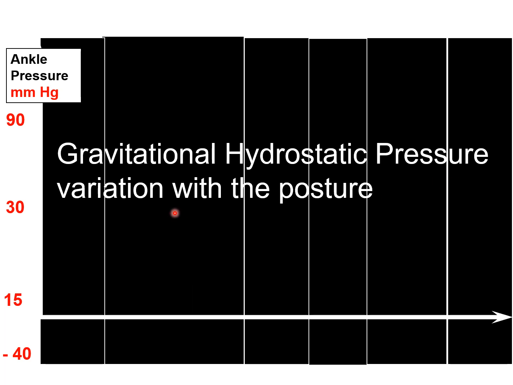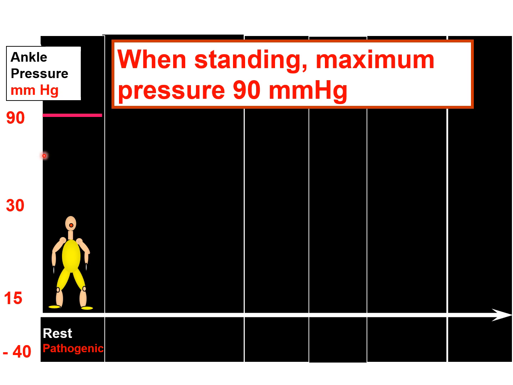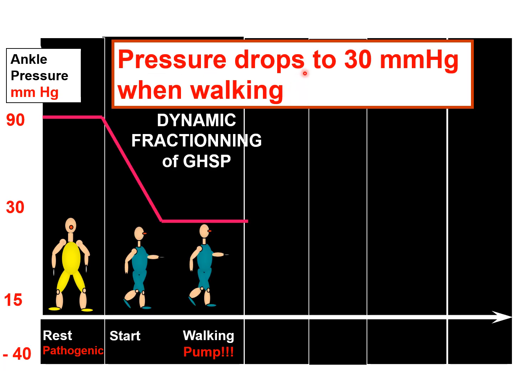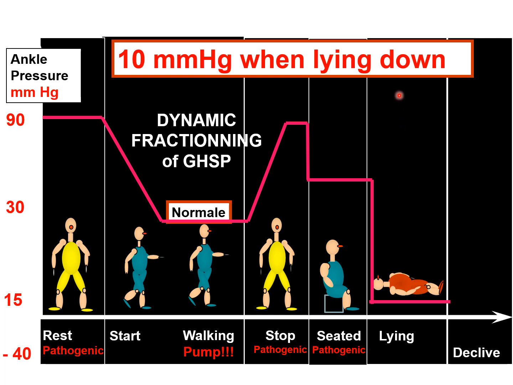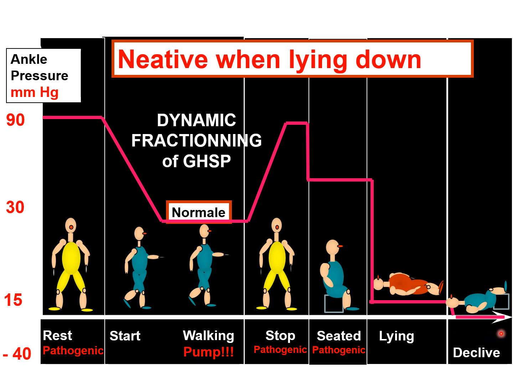Gravitational hydrostatic pressure variation with the posture. Ankle pressure maximum standing at rest, 90 millimeters. Pressure drops dramatically to 30 millimeters when walking due to dynamic fractioning of gravitational hydrostatic pressure. Then it is 60 millimeters when sitting, 10 millimeters when lying down, negative when declined.